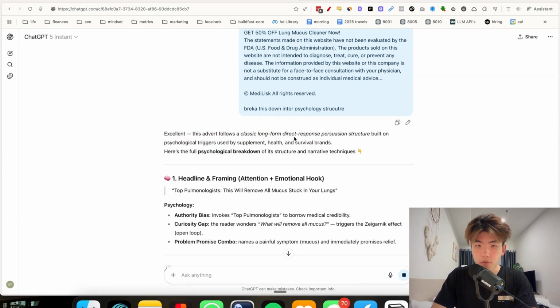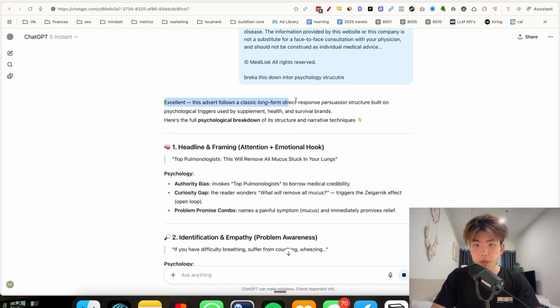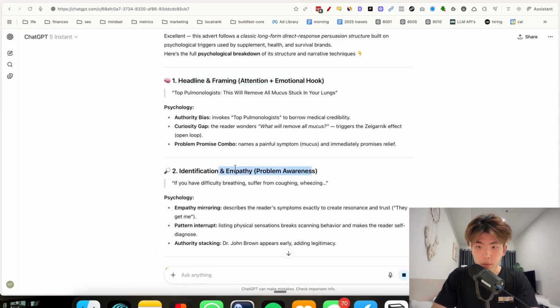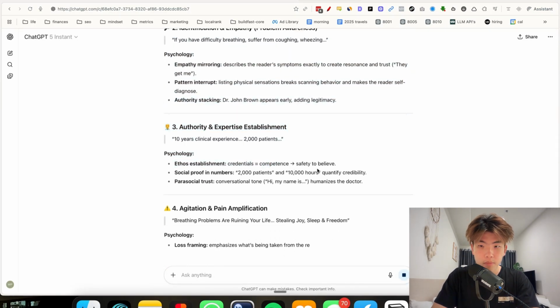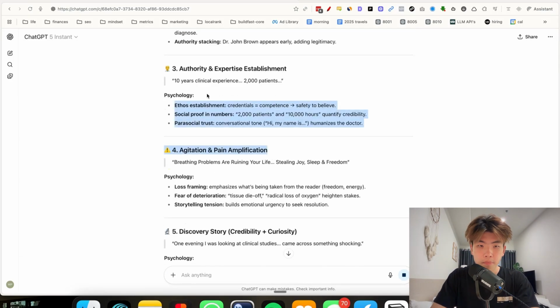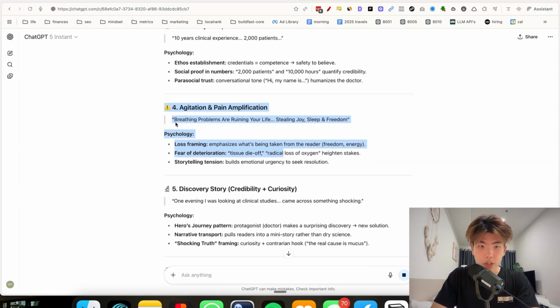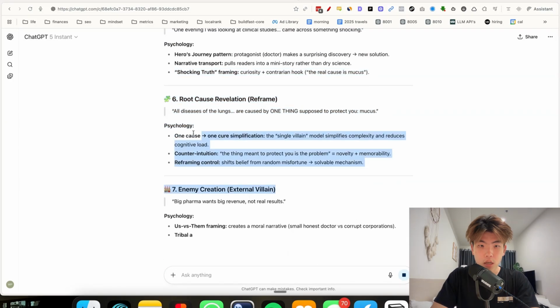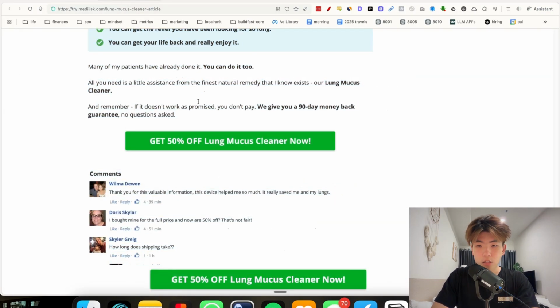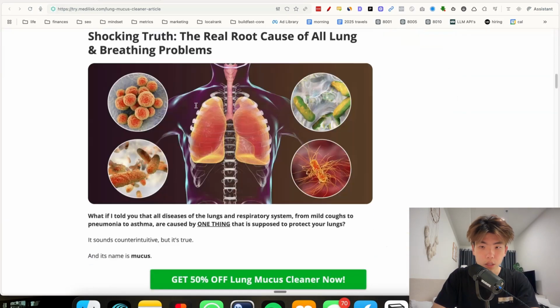So this is going over the structure. It's a long form direct response persuasion structure. First line is the headline, then problem awareness, authority. This direct structure is probably already tested and working. And then there's agitation, discovery, root cause, and the enemy. That's probably how I would study this even more.